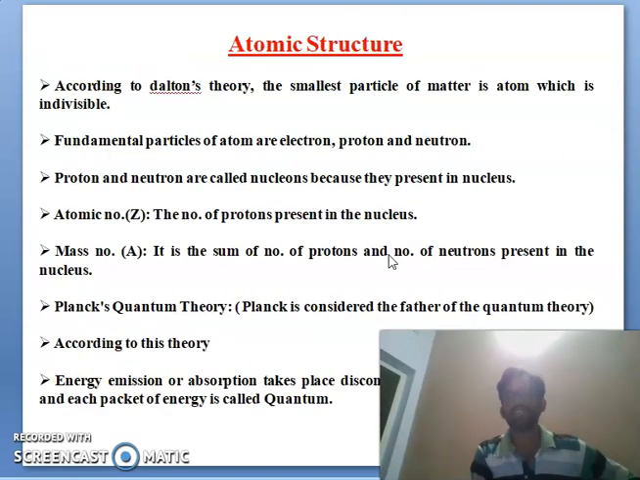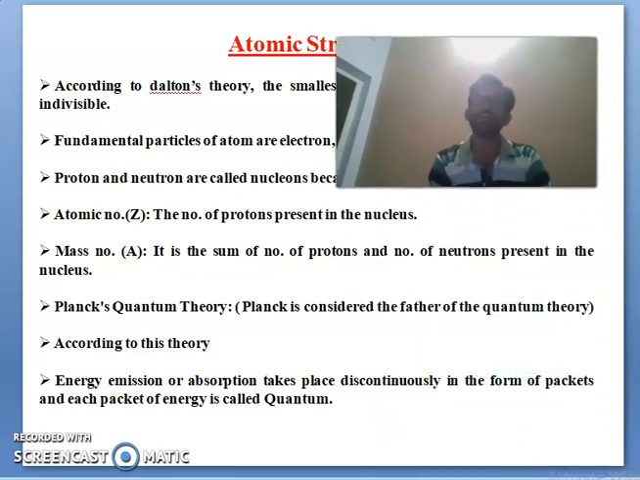Next, what is atomic structure? You can see some basics and fundamentals of atomic structure. According to Dalton's theory, the smallest particle of matter is the atom, which is indivisible. The fundamental particles of an atom are electron, proton and neutron. Protons and neutrons are called nucleons because they are present in the nucleus. Atomic number Z is the number of protons present in the nucleus. Mass number A is the sum of the number of protons and neutrons present in the nucleus.